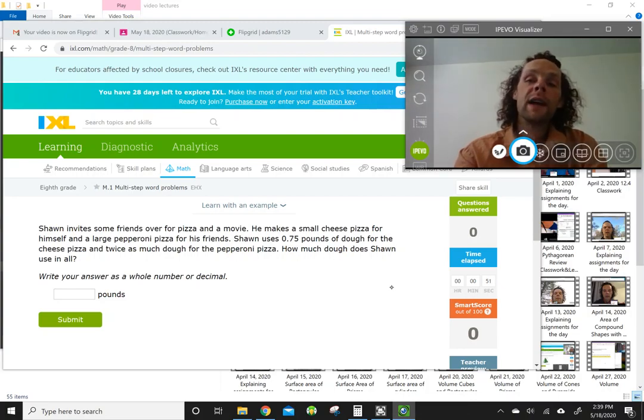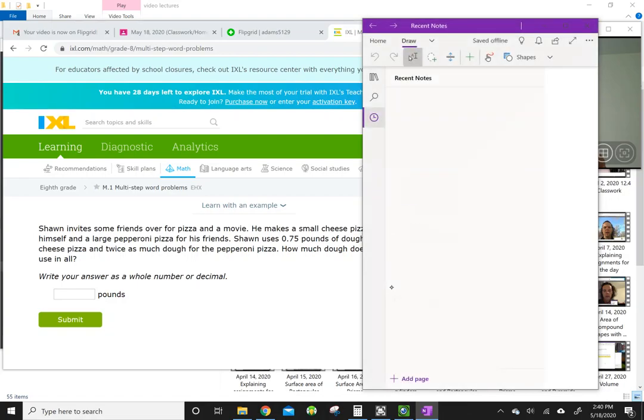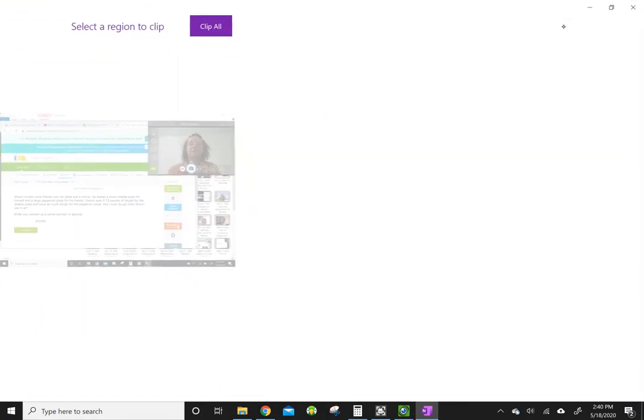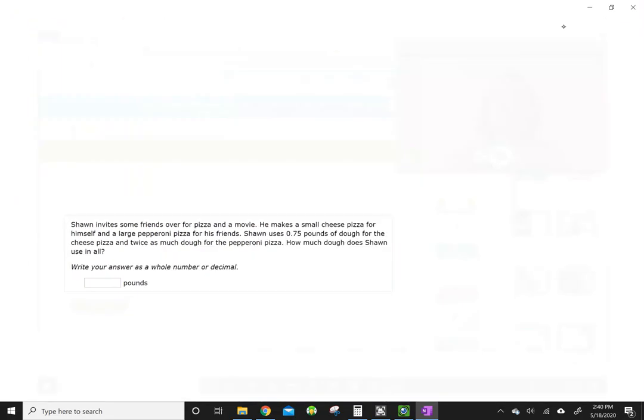So I've got the IXL open on the left hand side. This is what you're being asked to do today. I clicked on it in the classroom. It brought you to 8th grade multi-step word problems. Okay, multi-step word problems, that just means that there's more than one step to get the solution. So we're going to take a couple steps after we read through this and figure out what we're being asked to do.